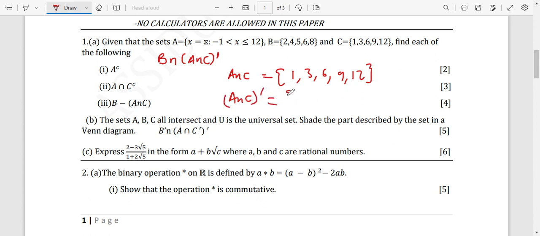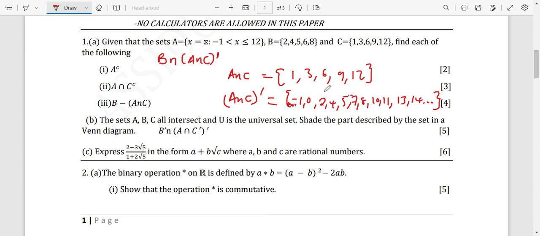So what will be that set? We are going to have elements before 1 like negative 1, 0, and even others like negative 2, negative 3, negative 5, all those are outside. And then we are going to have 2. Now I need to put dots here because we have got elements this side. We have got 2, we have got 4 is also not in A intersect C. We have got 5, we have got 7, we have got 8, we have got 10, we have got 11, and then we have got elements outside also above like 13, 14, and going like that.